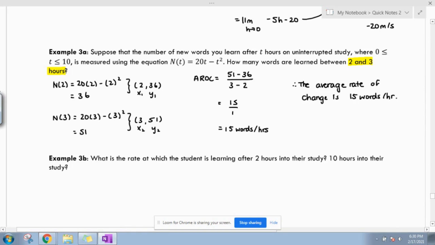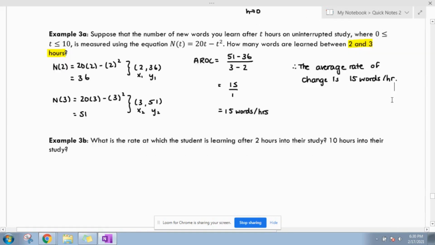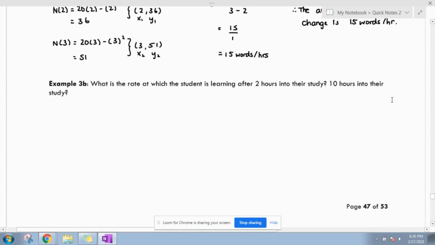Alrighties, let's take a look at example 3b. So for example 3b, it says, what is the rate at which the student is learning after 2 hours into their study? What about 10 hours into their study? So in this particular case, again, I don't indicate are we looking at average rate of change or are we looking at instantaneous rate of change.